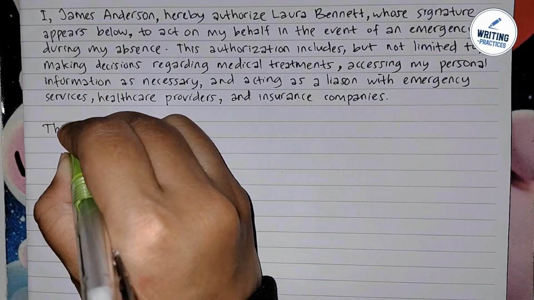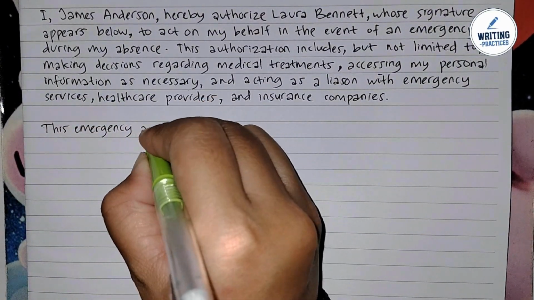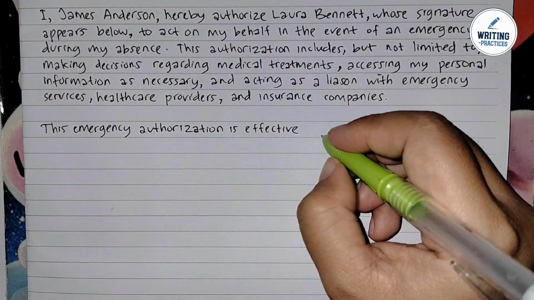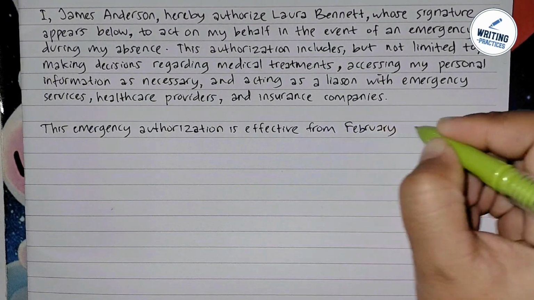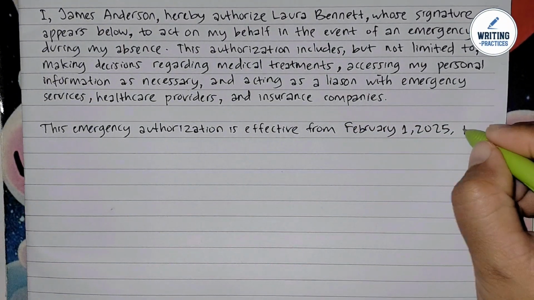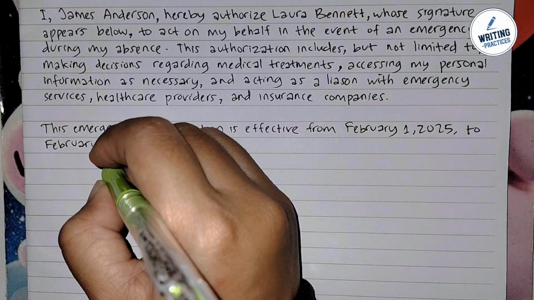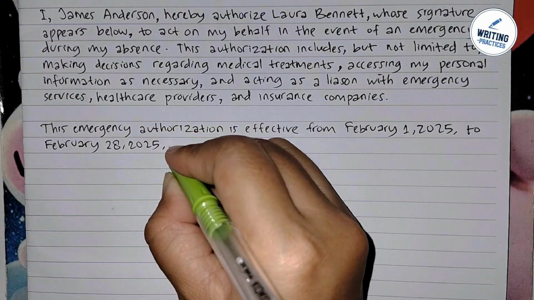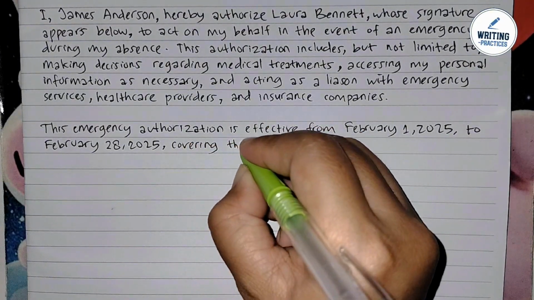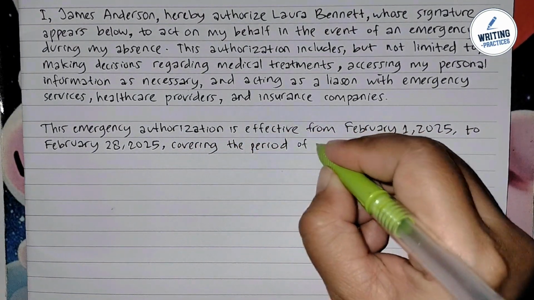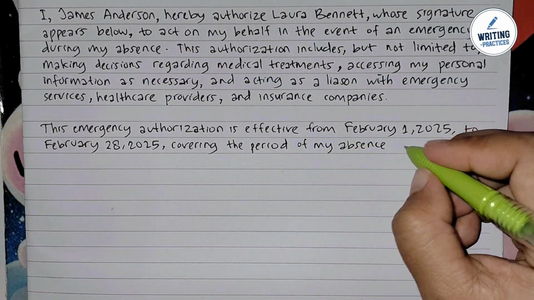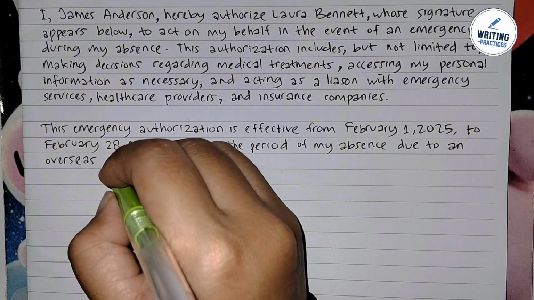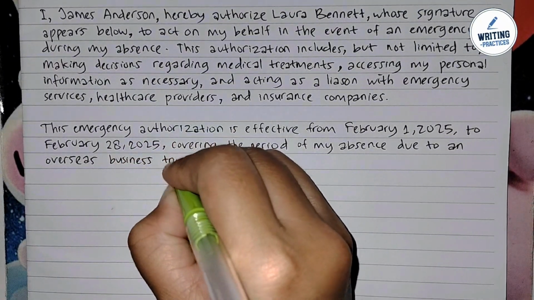In paragraph 2, write the time frame of authorization. You need to clearly specify the effective dates of the authorization. Yes, state the period of time during which the authorization is valid. This ensures the authority is only granted for a specific time frame. And briefly explain the reason for the specific time frame, such as travel or extended absence. You may check this example. This emergency authorization is effective from February 1, 2025, to February 28, 2025, covering the period of my absence due to an overseas business trip.